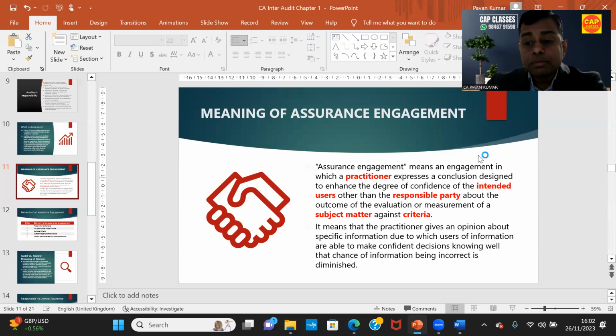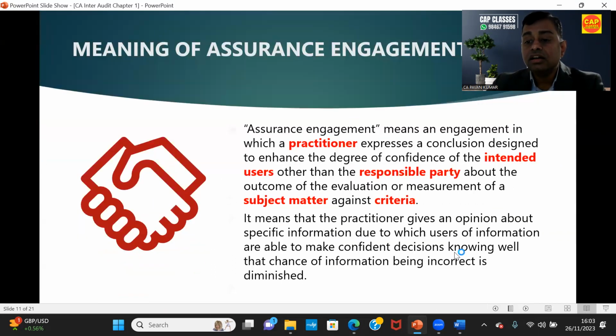So basically, the practitioner is evaluating the subject matter against criteria. Who am I? Auditor, practitioner. What did I take? Financial statements. I am testing, I am evaluating financial statements against accounting standards, against compliance with law, against the financial reporting framework. That is assurance engagement. The practitioner gives an opinion about specific information due to which users of information are able to make confident decisions, knowing well that the chance of information being incorrect is diminished.